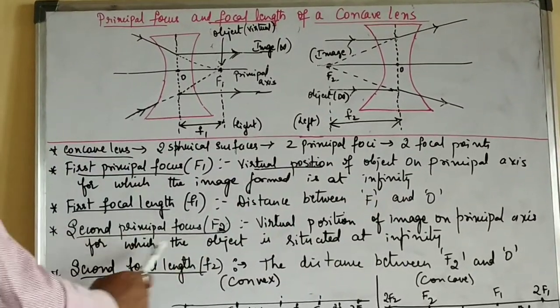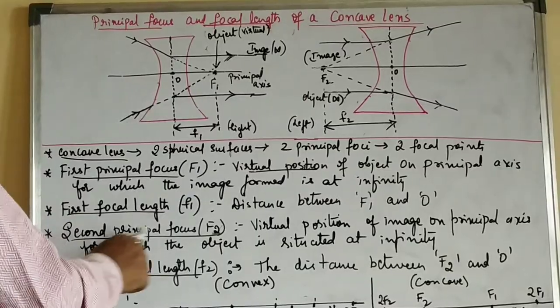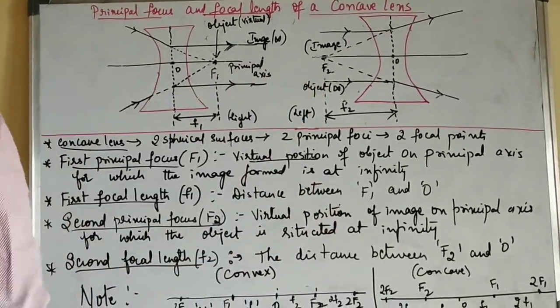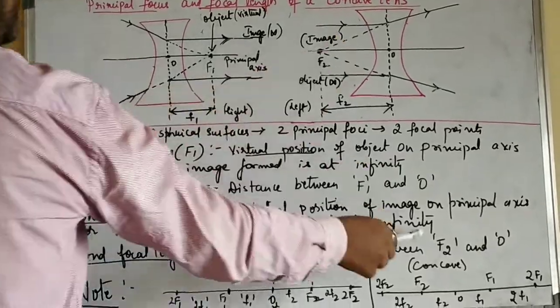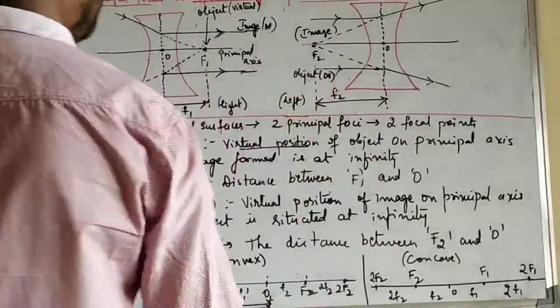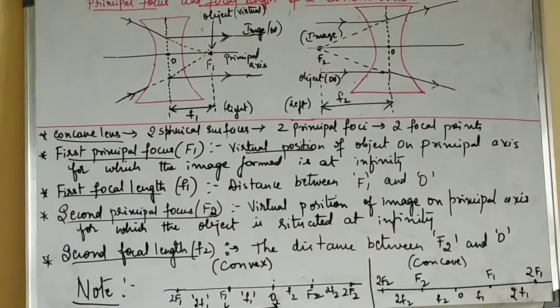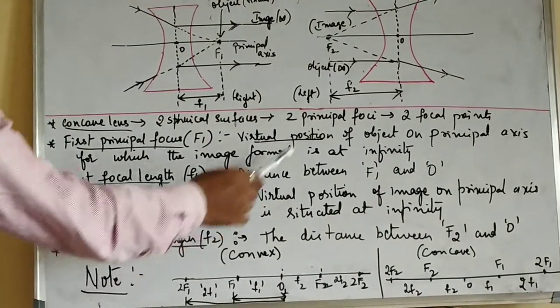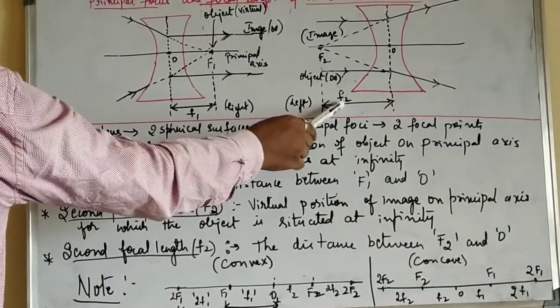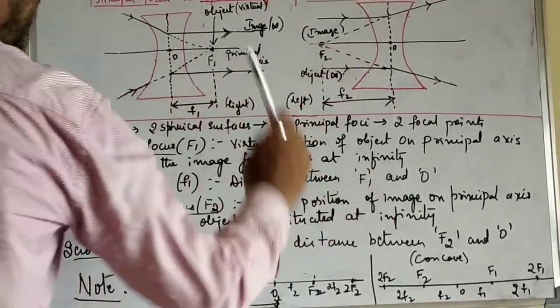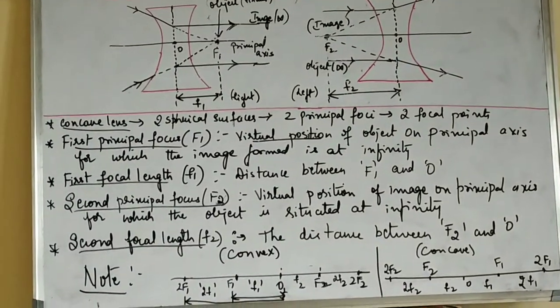Next, the second principal focus F2 is also a virtual position. It is the virtual position of the image on the principal axis for which the object is situated at infinity. Now, what is the second focal length? The second focal length is the distance between the second principal focus and the optical center. Okay. Now, very, very important.